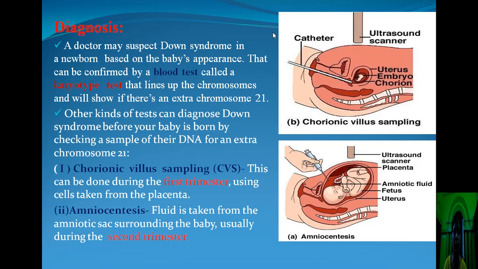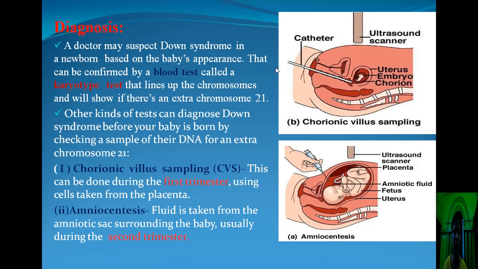In case of Down syndrome, there are 3 copies of chromosome 21 present. So, these are the following tests which are done when the baby is present in the womb or uterus of the mother. The first test is known as chorionic villus sampling. This can be done during the first trimester.